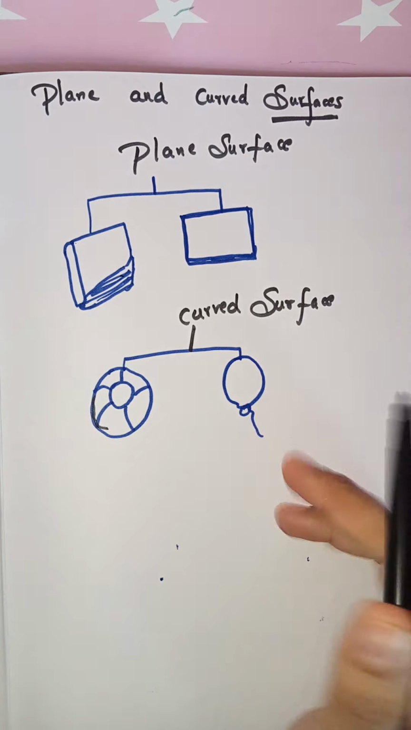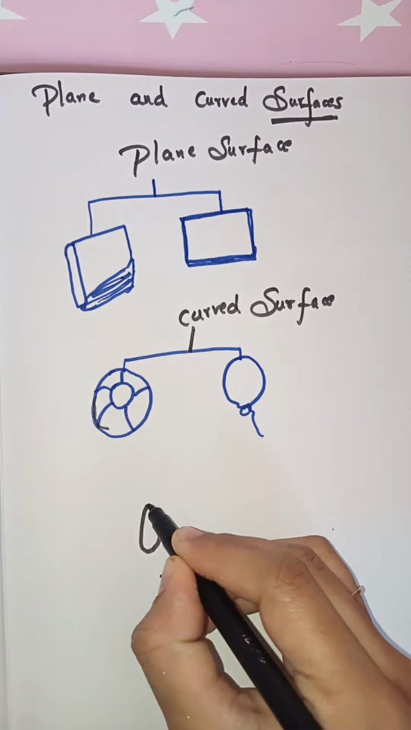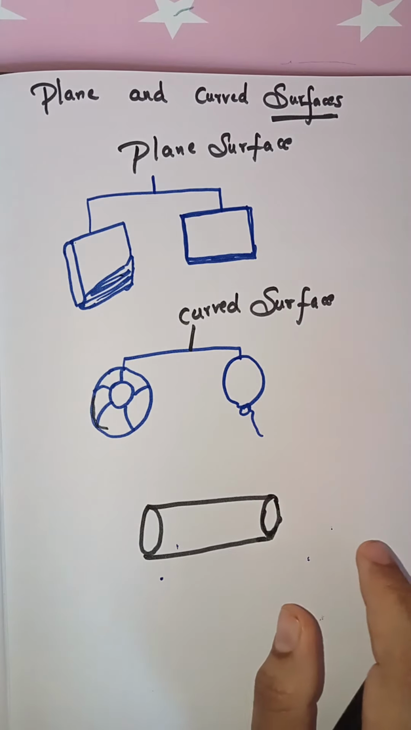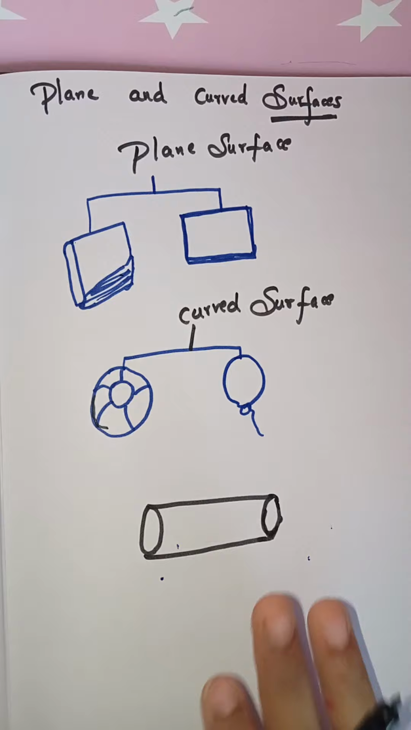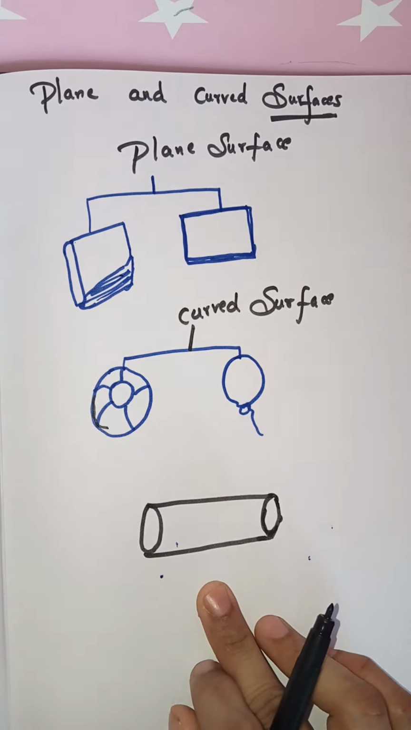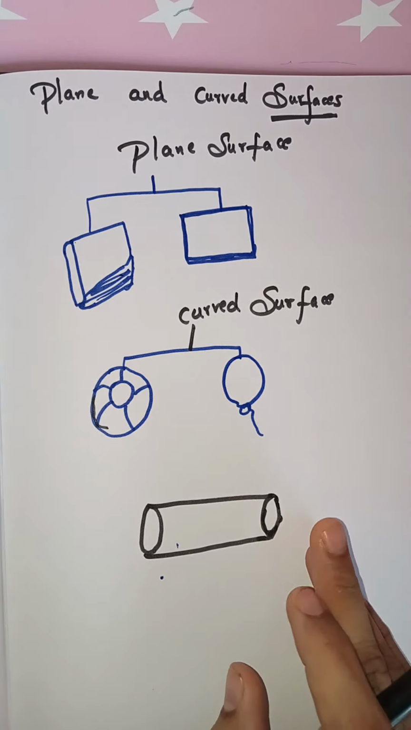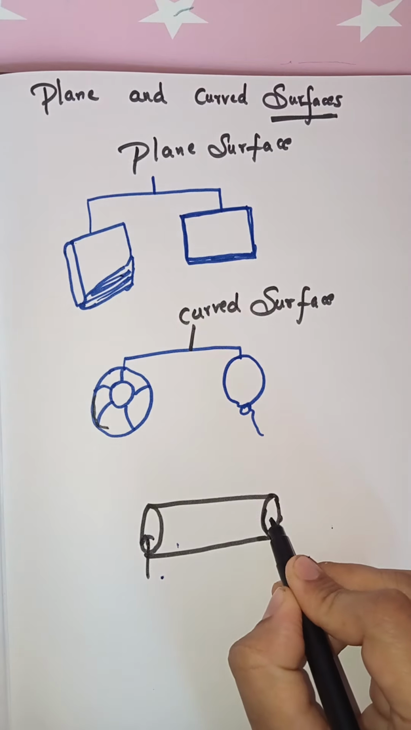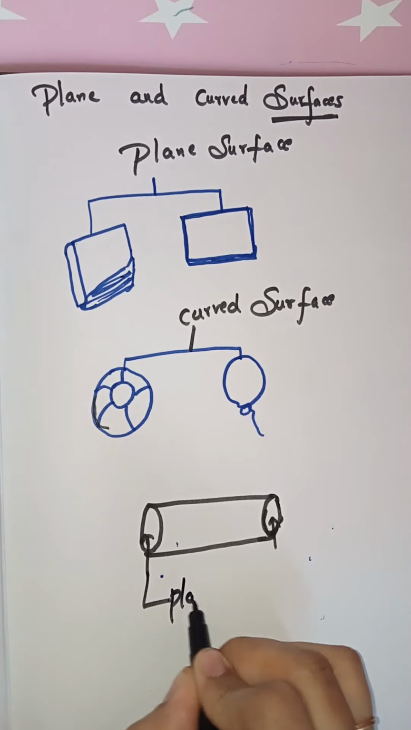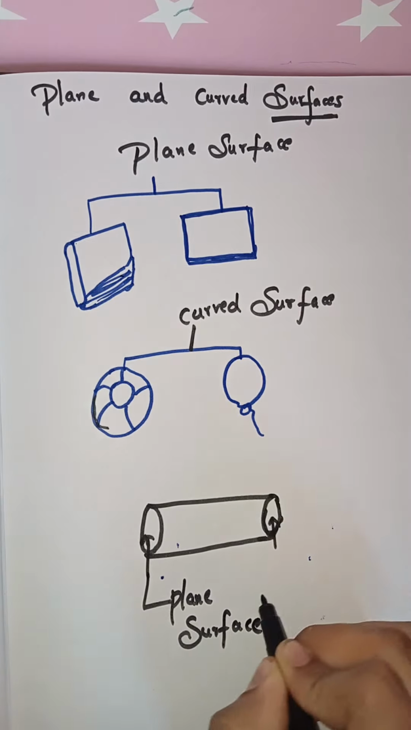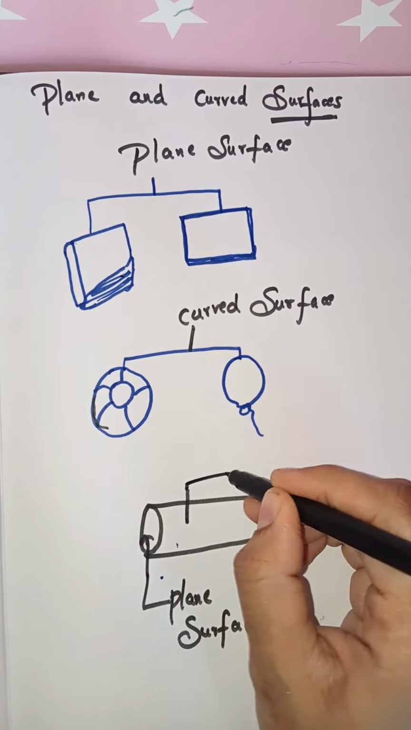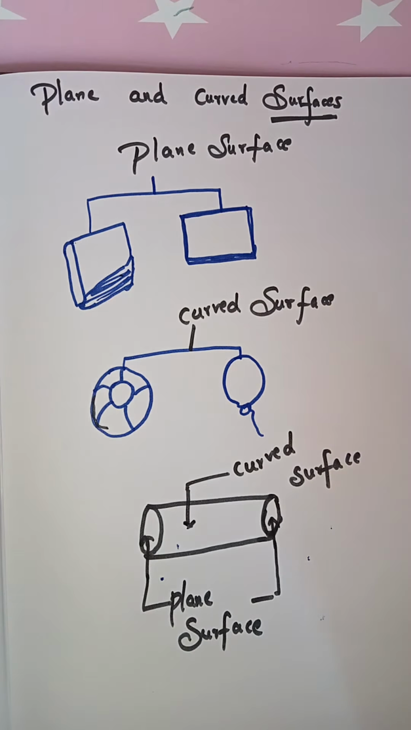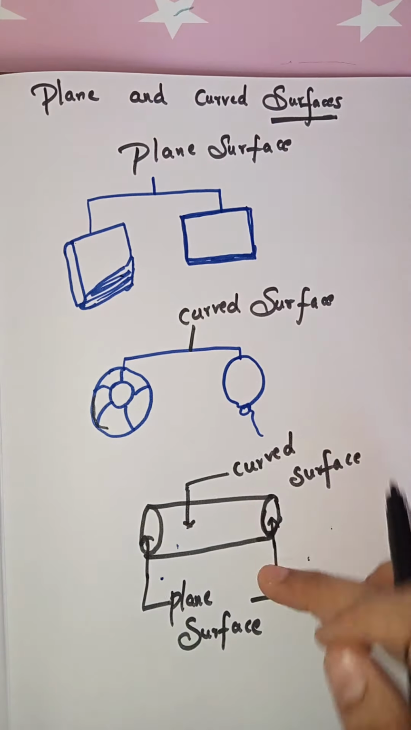Some objects, like an unsharpened pencil, have a cylinder shape. I can draw it here. I'm not taking any measurements, I'm just drawing roughly to help you understand clearly. Some objects like an unsharpened pencil or a cylinder have both types of surfaces. They have both plane surfaces and curved surfaces. Here it is a plane surface, and here it is a curved surface. So this is the concept of plane and curved surfaces.